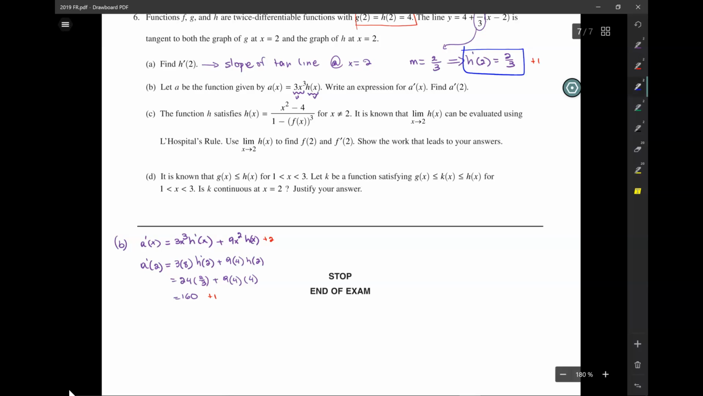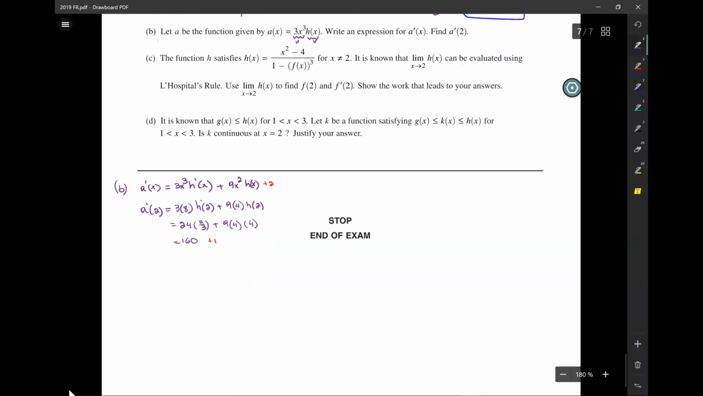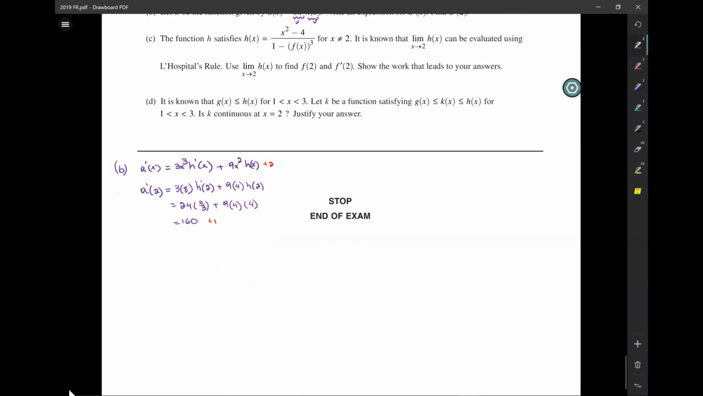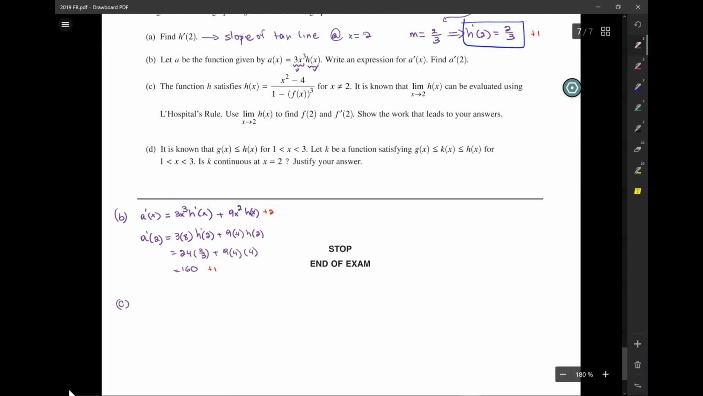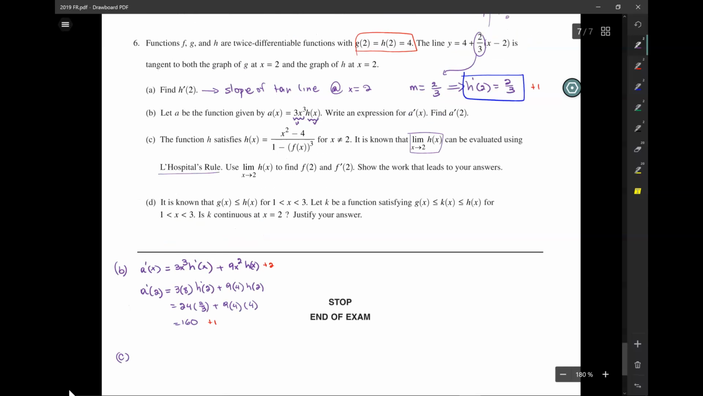Okay, part C says the function h satisfies this equation for x not equal to 2. It is known that the limit as x approaches 2 of h of x can be evaluated using L'Hopital's rule. Use the limit as x approaches 2 of h of x to find f of 2 and f prime of 2.